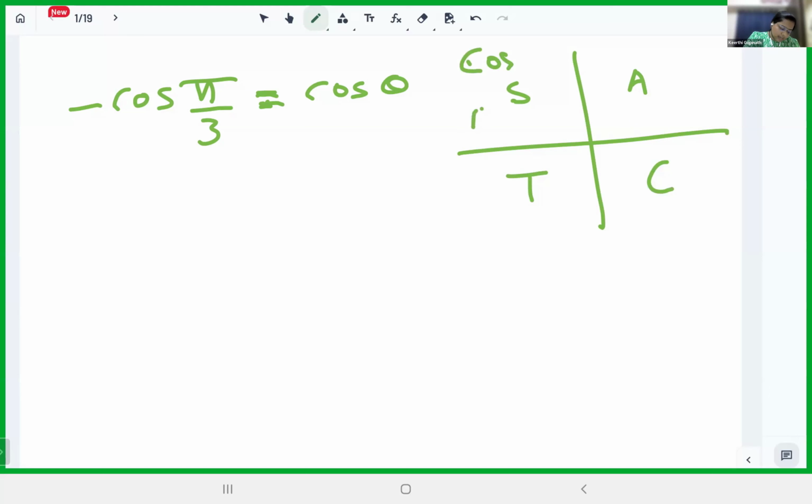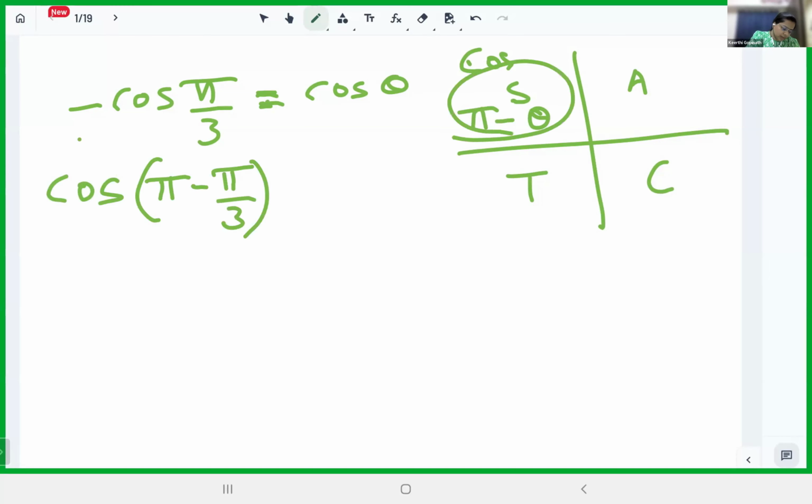So what is the angle here? It is pi minus theta. The angle representation of the second quadrant is pi minus theta. So we can convert this as cos of pi minus pi by 3. Here cos is negative, so we have to convert this into a positive value. That's why we are taking cos of pi minus pi by 3, which will give you minus cos pi by 3 itself. That is equal to cos theta.